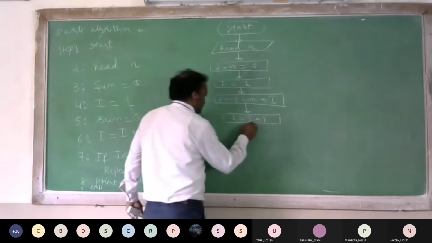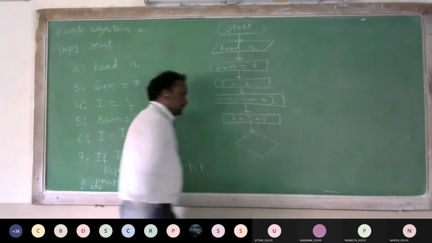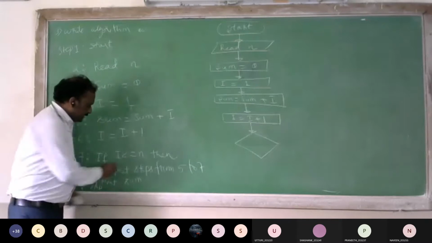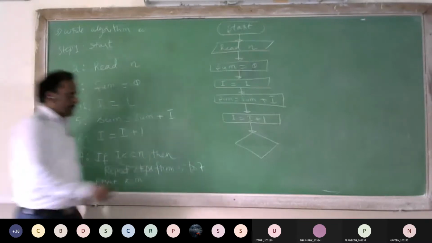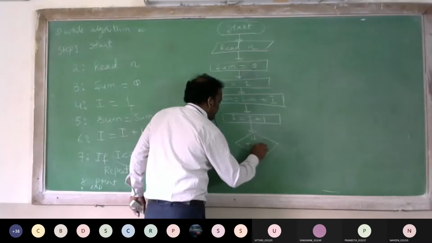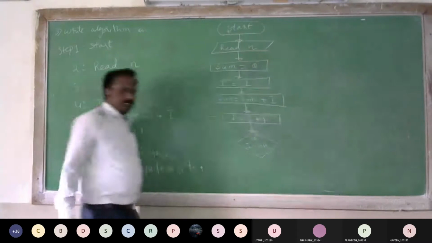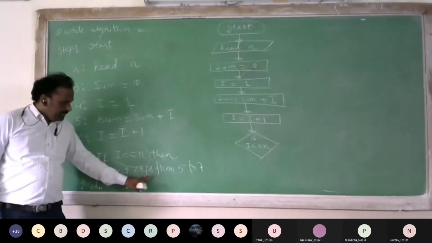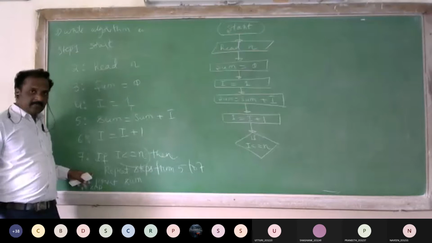This is the diamond symbol. Now write this condition. What is the condition? I less than or equal to n. If it is yes, then repeat step 5 to 7.